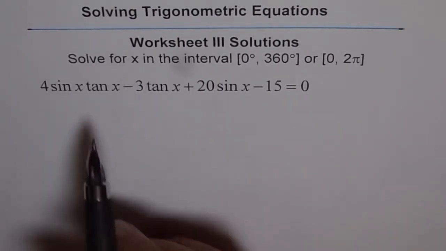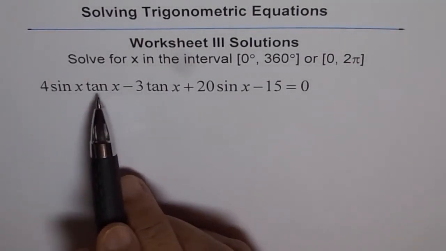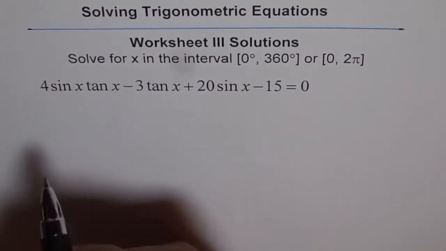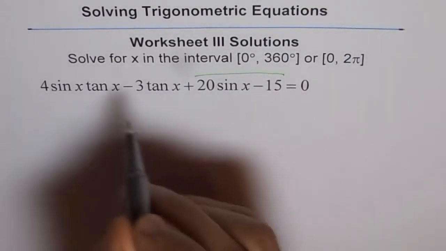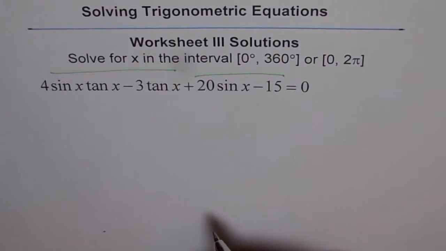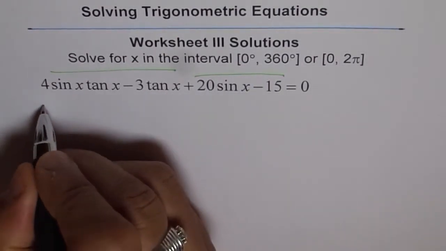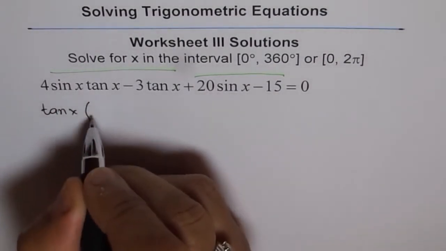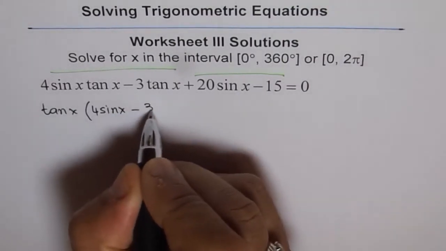Now, this is kind of a complicated equation, and what you can see here is probably factoring out tan x may help us. So we'll factor this like groups, right? We'll form two groups. One is this group for us and the other one is that. So it's factoring by grouping, right? So here what is common? Tan x is common. So we'll write tan x, take out, and we are left with 4 sin x minus 3 tan x.